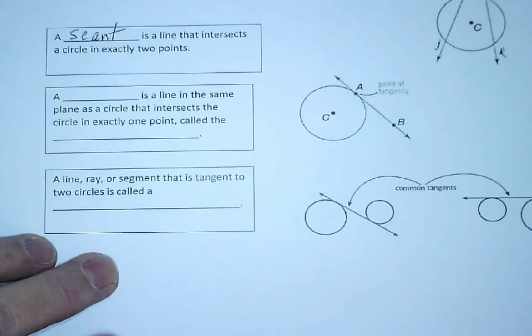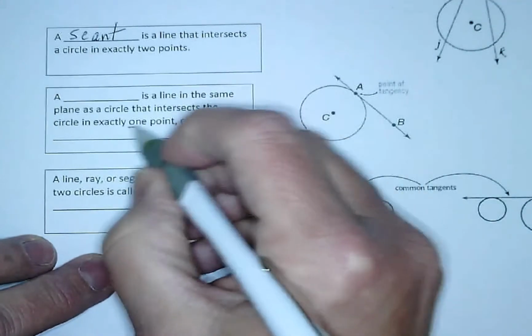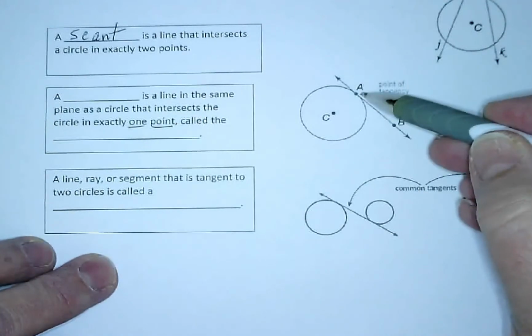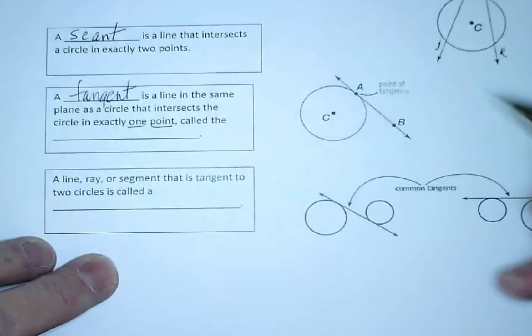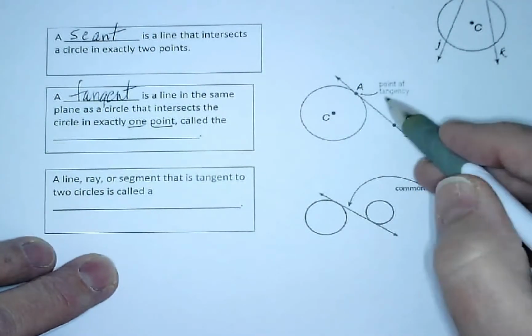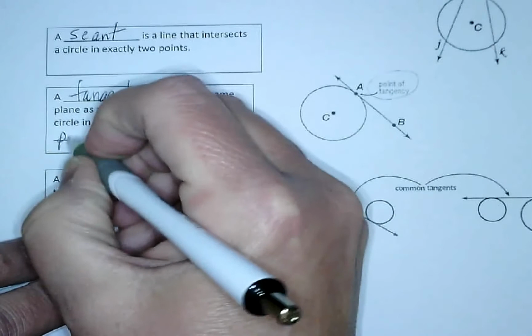A blank is a line in the same plane as a circle that intersects the circle in exactly 1 point. Here's kind of the key thing: it's only going to hit the circle at 1 point. We call that a tangent. And the point where it meets, right there, is the point of tangency.